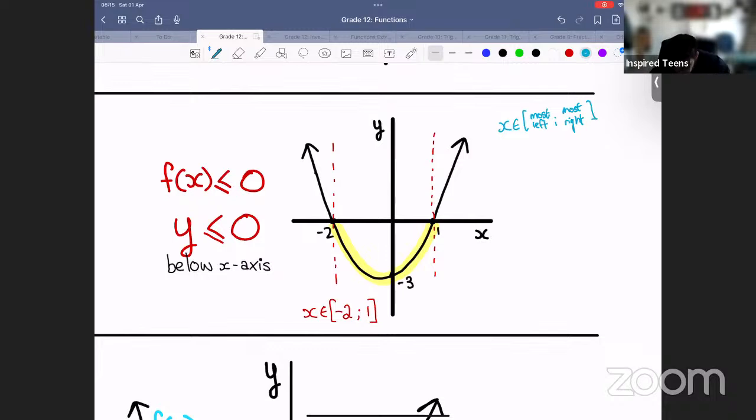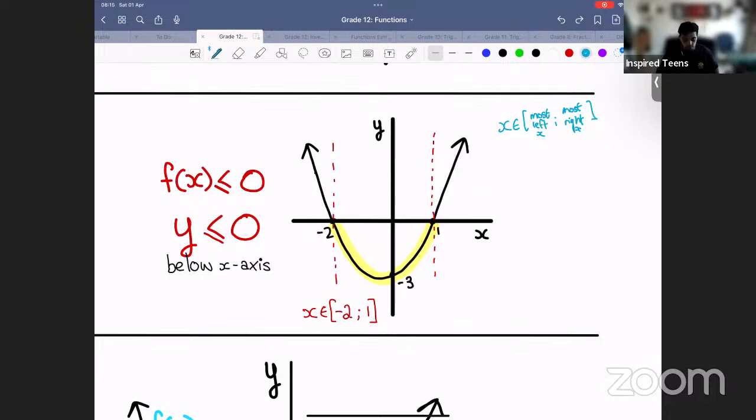Your most left value and your most right value. So in this case, x value, most left x and most right x. My most left x value is negative 2. My most right x value is 1 as given. And we answer x is an element from negative 2 to 1.